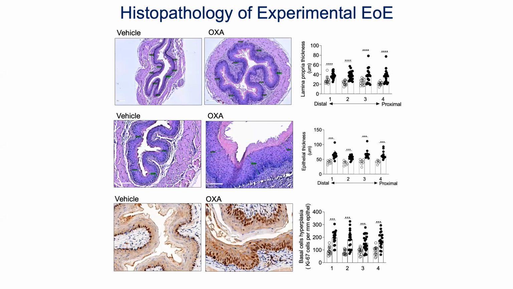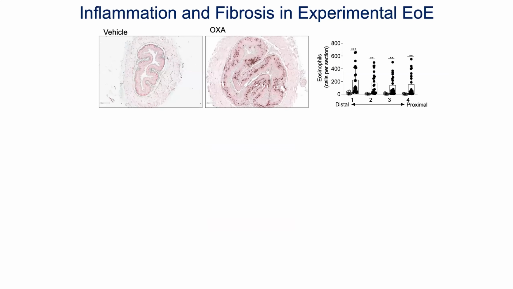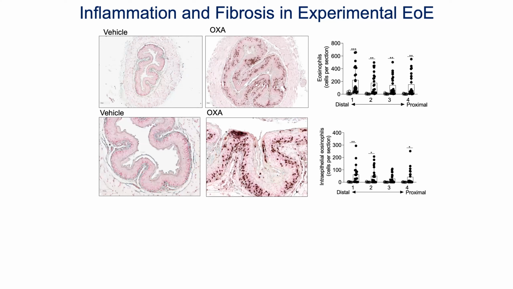As shown by anti-Ki67 staining here in brown, epithelial cell thickening was associated with marked proliferation of the basal cell layer. Furthermore, oxazolone-treated mice displayed significant eosinophilic infiltration in their lamina propria, and intraepithelial eosinophils were also largely found.